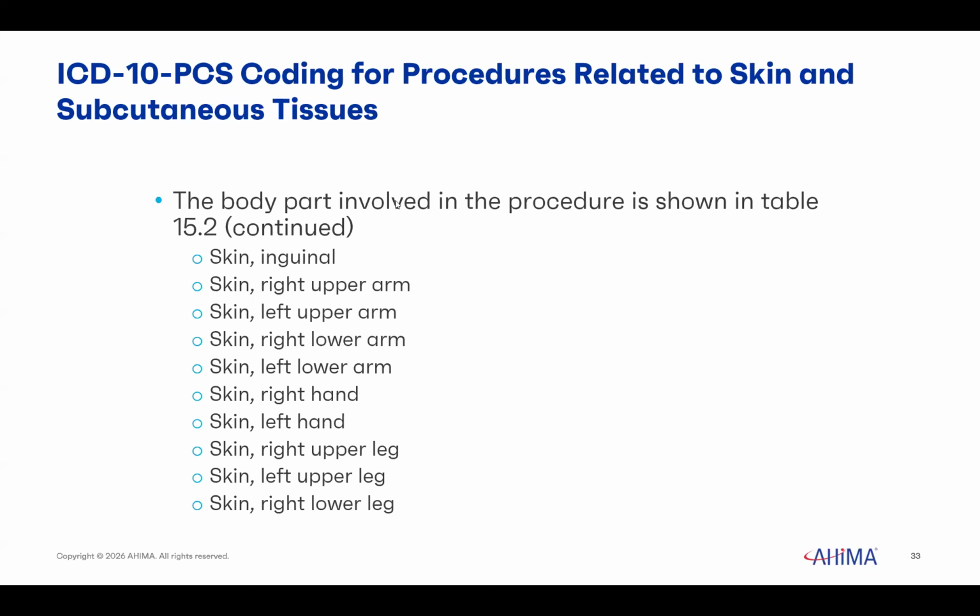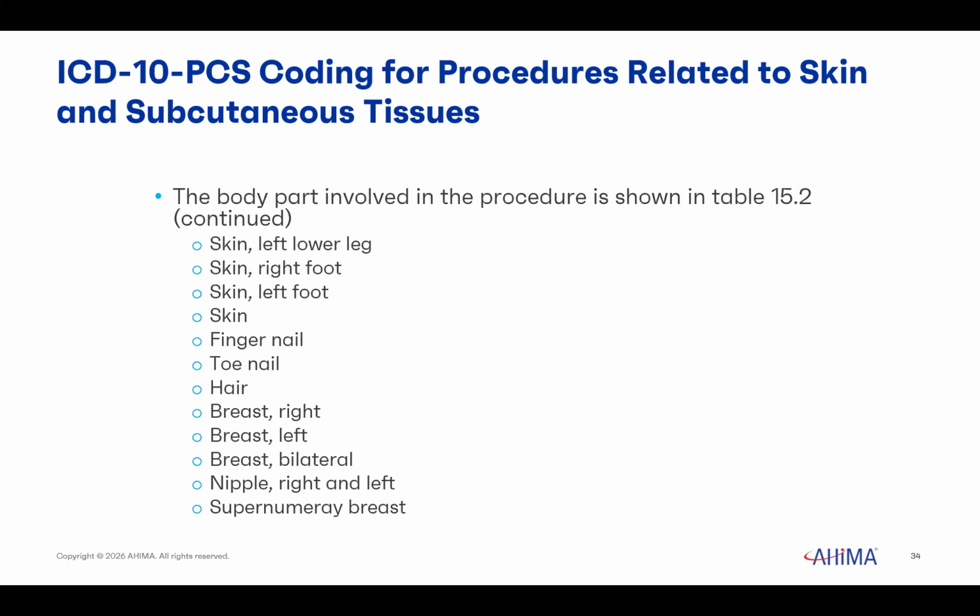And again, here's more on the skin, inguinal, right upper arm, right lower arm, and so on. Notice how it just doesn't say arm. We also have laterality, left, right. And again, in addition to skin, we could have skin of the upper arms. We also have lower legs, feet. Not only that, we have fingernails, toenails, hair, and breast structures. Notice the breast procedures are included with the skin procedures in PCS, and we have laterality for the breast body part selection.